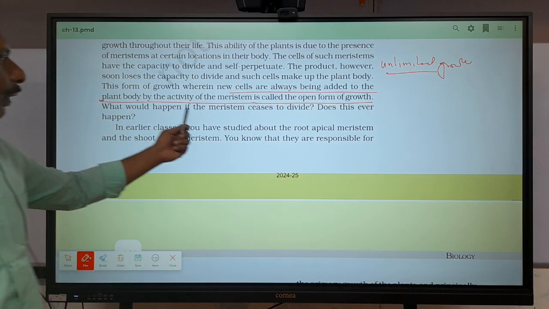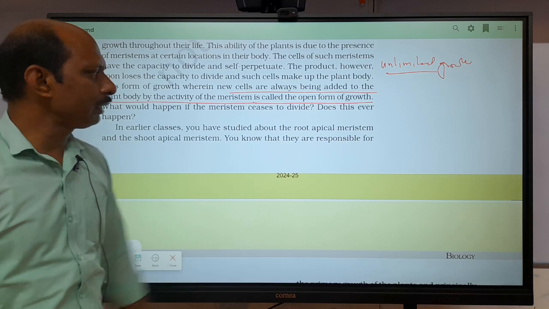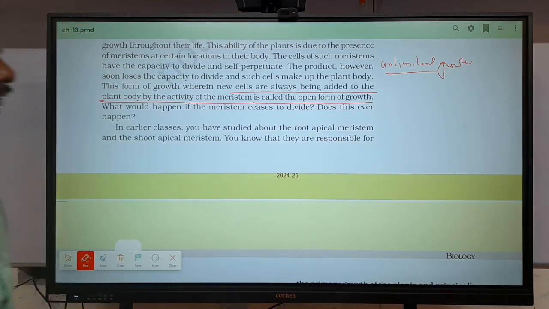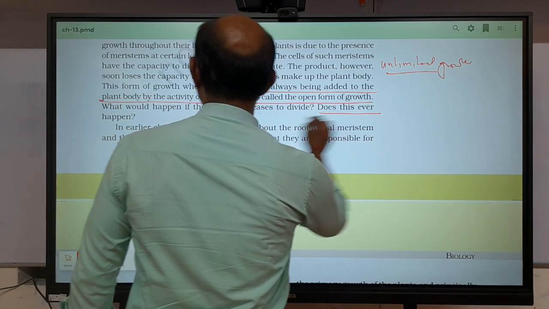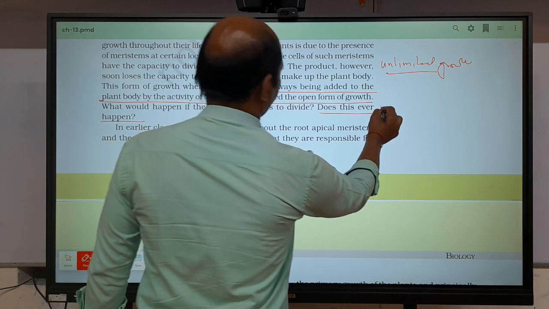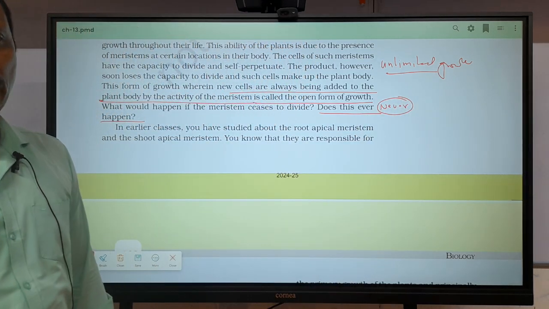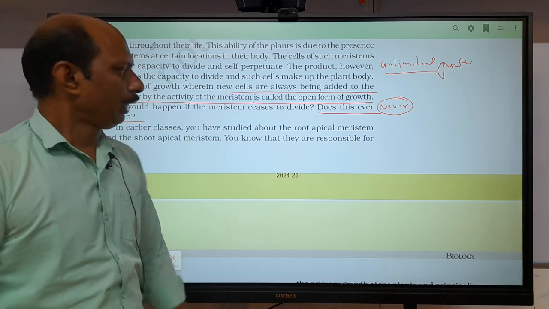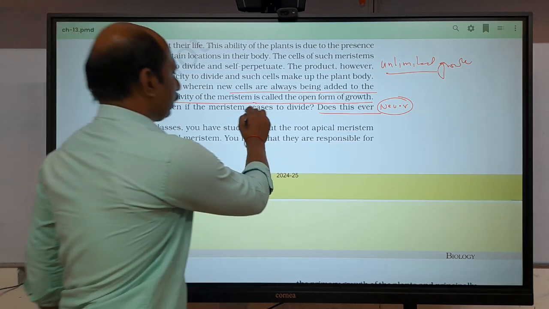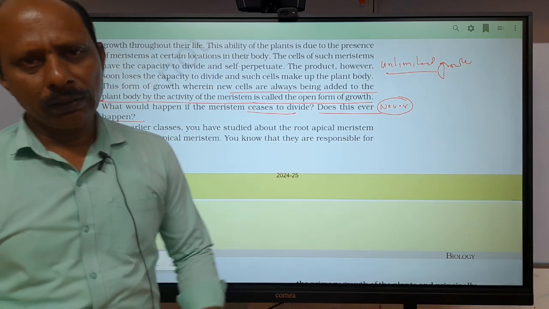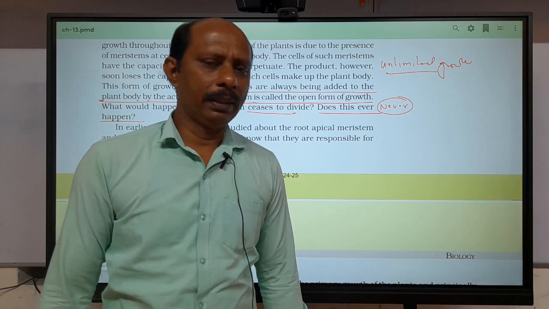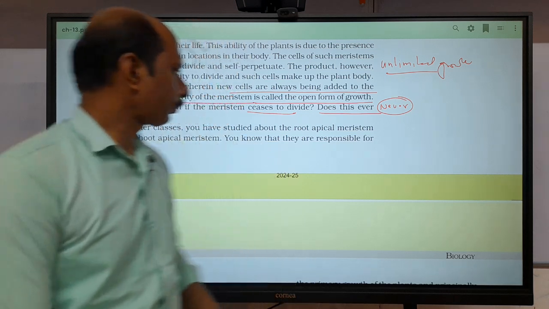What would happen if the meristem ceases to divide? Does this ever happen? This never happens in the case of plants, because plants have meristematic tissue. If it ceases, after some time the plant dies.